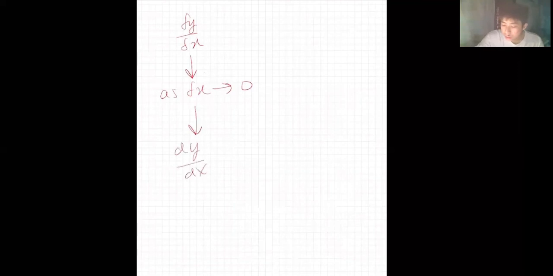Okay, what is delta y over delta x? It is the gradient of PQ, the gradient of the line PQ. What is the line? It is PQ. It's not the tangent. Delta y over delta x is not the tangent. The gradient of the tangent is actually your dy dx.